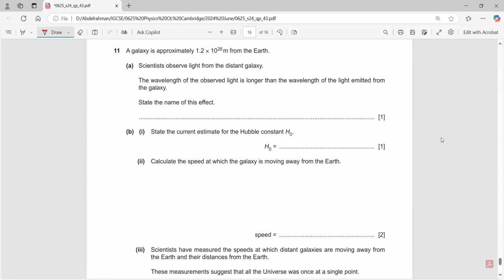Last question. Question 11. A galaxy is approximately 1.2 times 10 to the power of 26 meters from the Earth. The wavelength of the observed light is longer. What is this effect? It's called the red shift. State the current estimate for the Hubble's constant. 2.2 times 10 to the negative 18 per second, or 1 over s, or s to the negative 1.